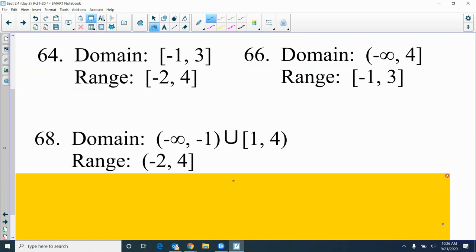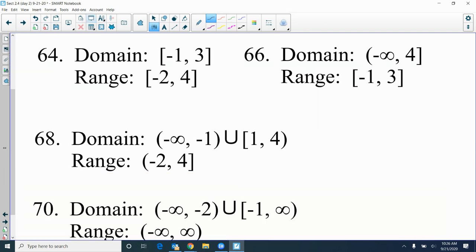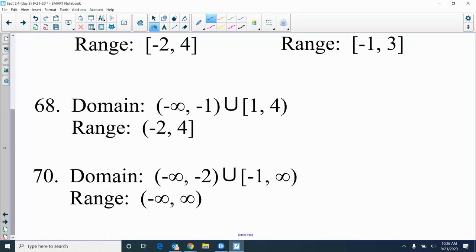And 70. Negative infinity to -2, union, -1 to infinity. And the range is negative infinity to infinity. You don't need to do it as separate intervals, okay? It covers everything, like it says, negative infinity to infinity.